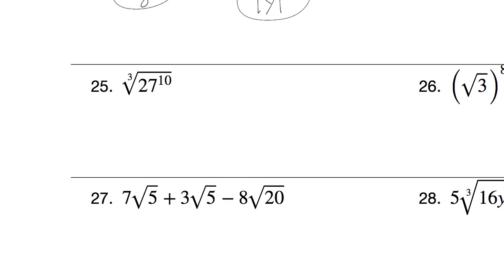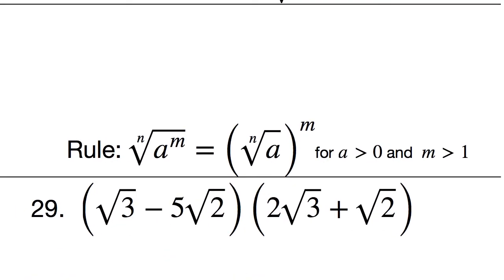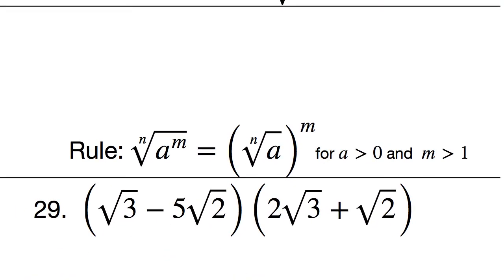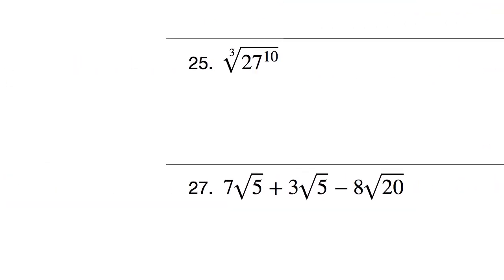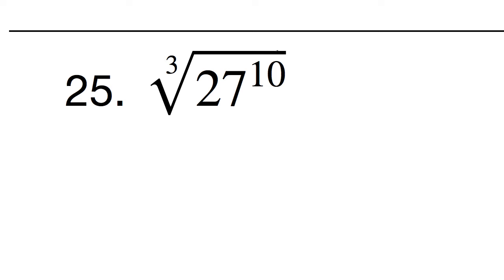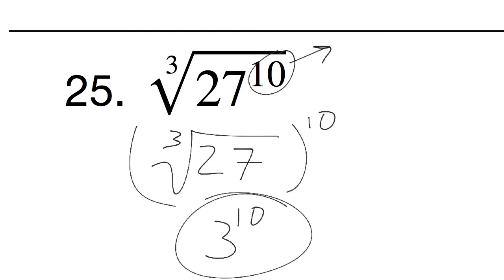Okay, 25. Well, I'm going to use a handy little rule that says you can take exponents and move them outside of the radicals. So it'll look like this. The exponent, I'm going to move it out of the radical. So then we get the cube root of 27, all to the 10th power. Cube root of 27 is 3. 3 to the 10th power is the answer.